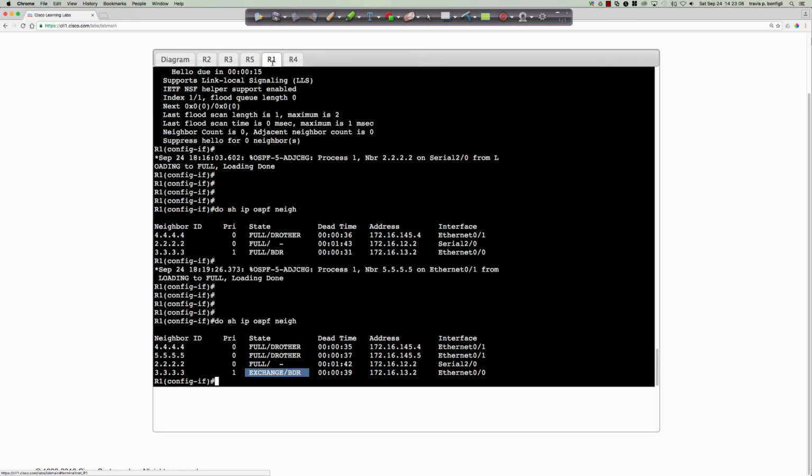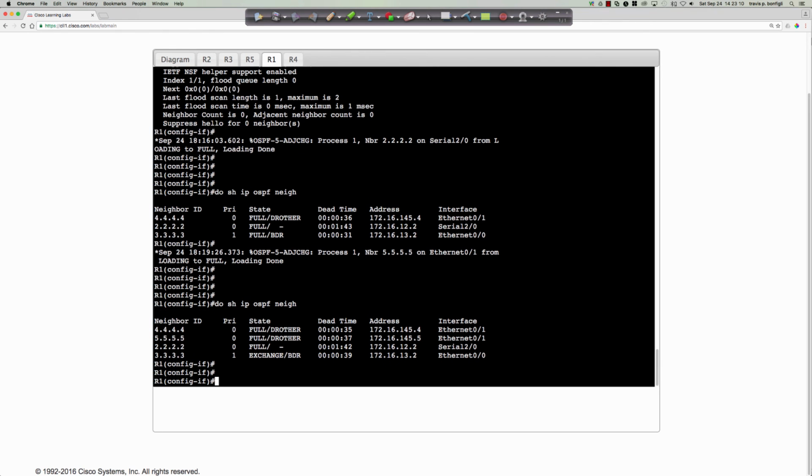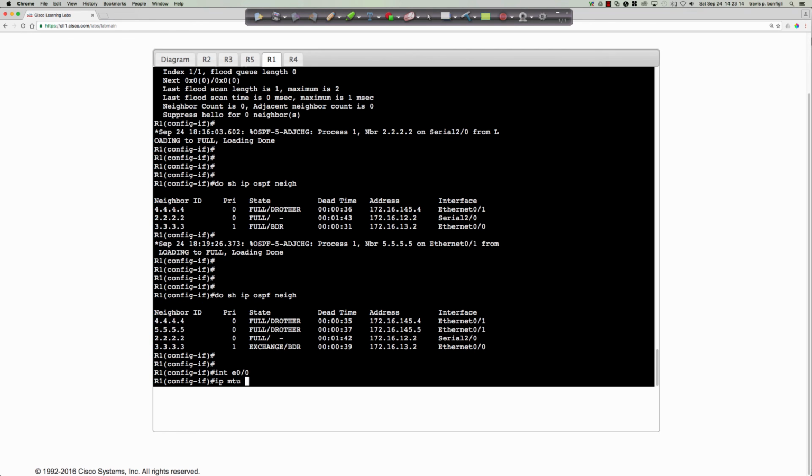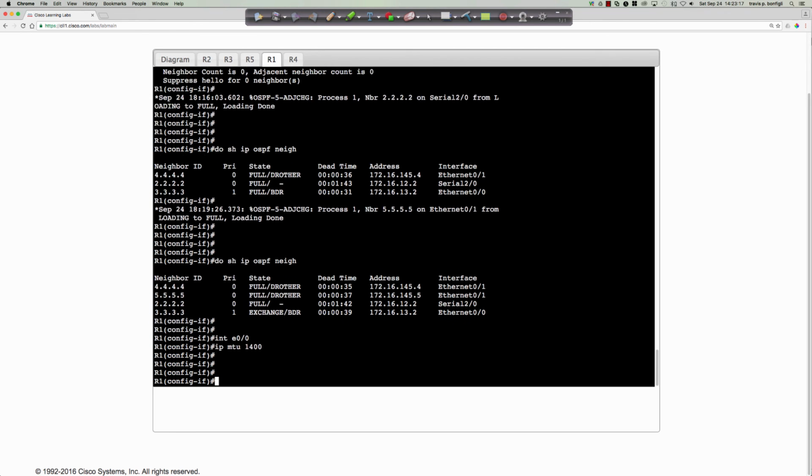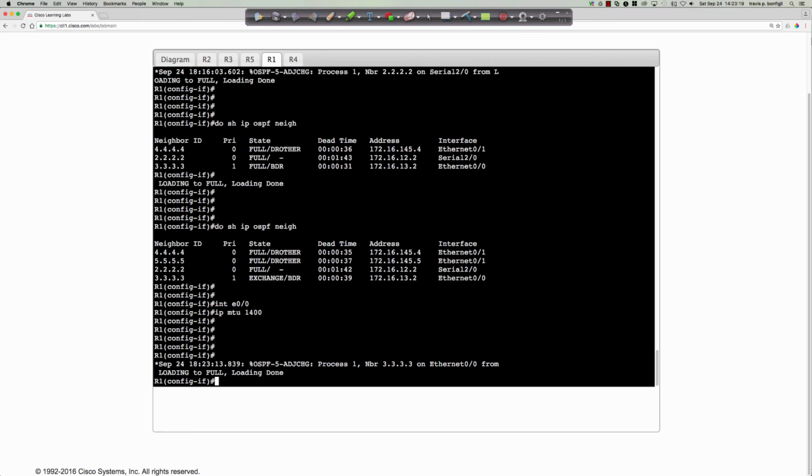So what I could do to fix that is come over here to router 1, interface Ethernet 0/0, and I could say IP MTU 1400. So now the MTU values match, and take a look. Loading to full, loading done. So we have our adjacency back.